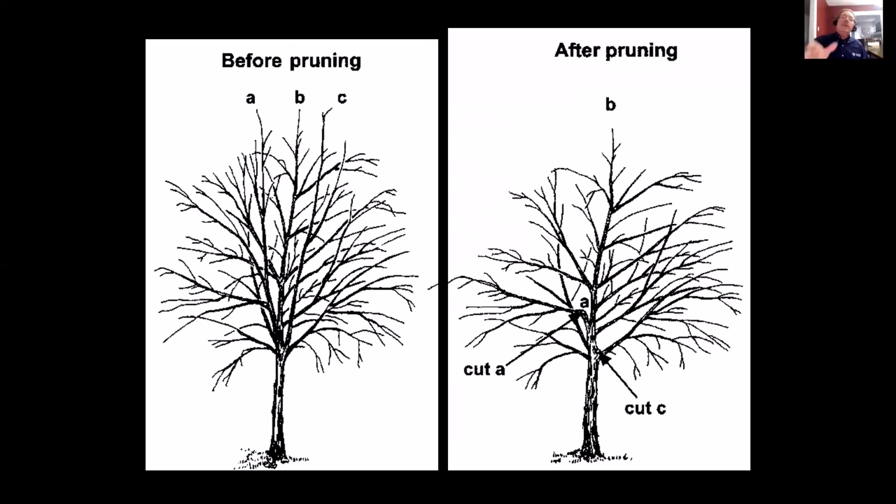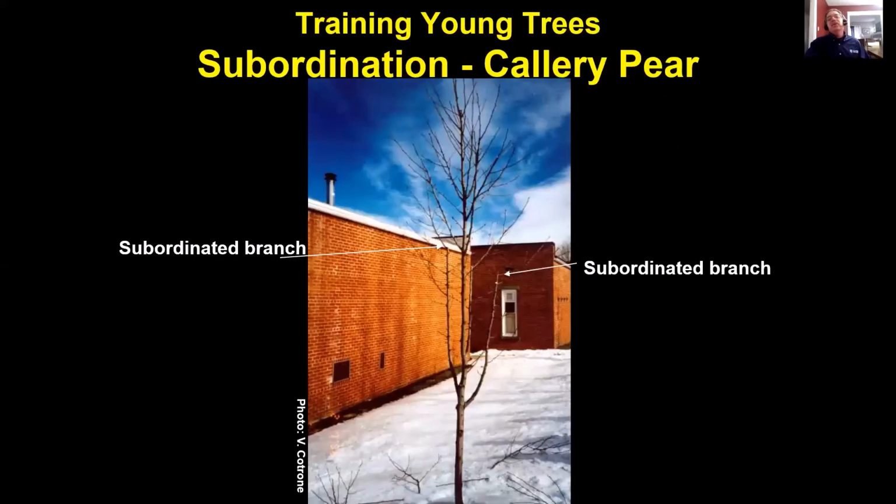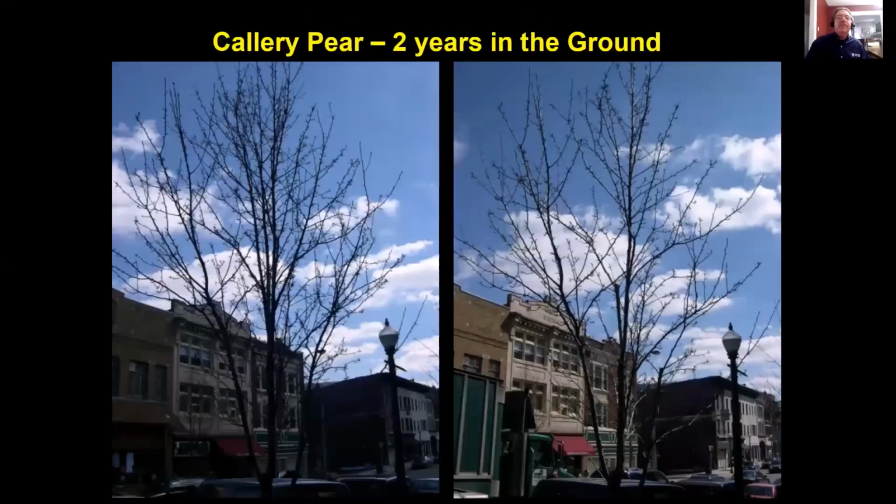Okay. So here again, the schematic, the before and after, let me show you some real pictures, right? So here was a pear, wintertime. Those branches are subordinated by using reduction cuts, right? Same thing here. This was downtown Pottsville. So these pears were put in. You could just see they're a bit of a mess.